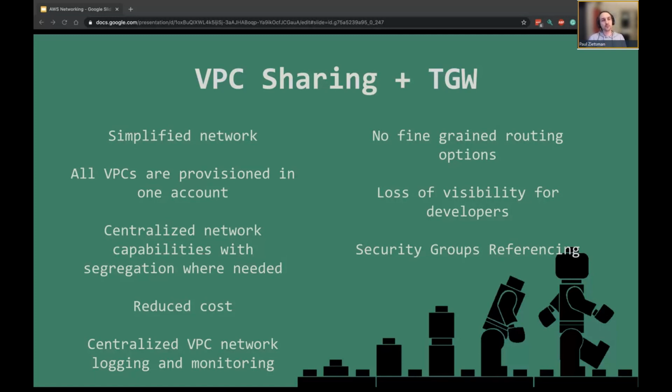So what we're trying to say is that maybe there's a middle way where, for workloads that need their own VPC, we still do that, but we provision it from the networking account, and we share it out to the account that needs it, and we attach that to a transit gateway.